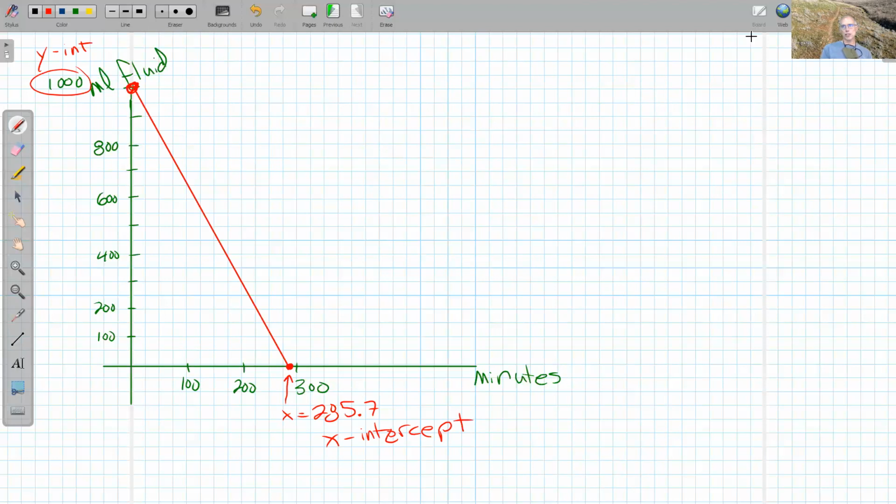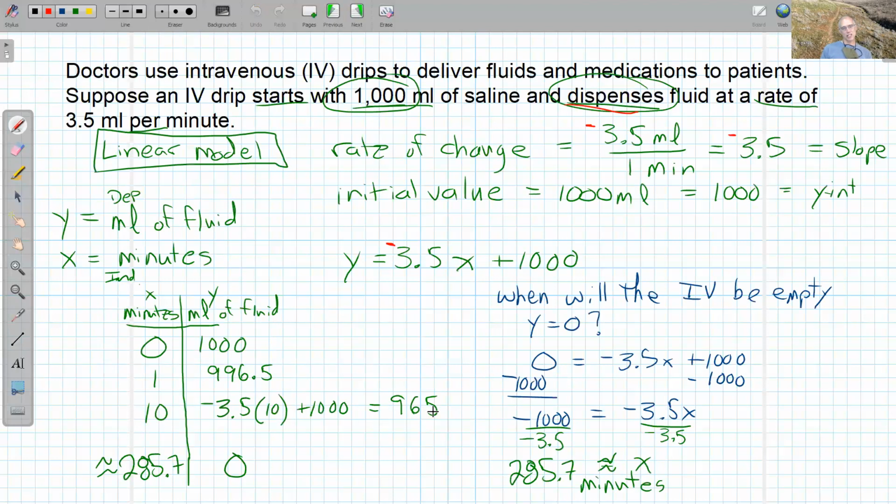To double check this, let's see, what else did I have in my table back here? Let's see if this works, the point 10,965. Let's go a little later. Let's go 100 minutes later. 100 times 3.5 would be 350, negative, plus 1,000 should give us 650 milliliters.